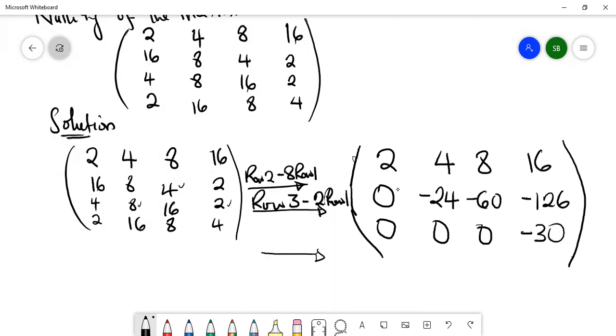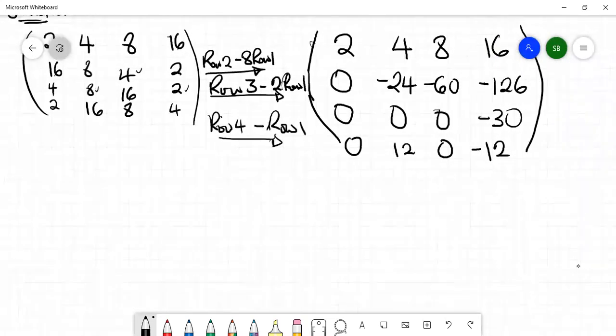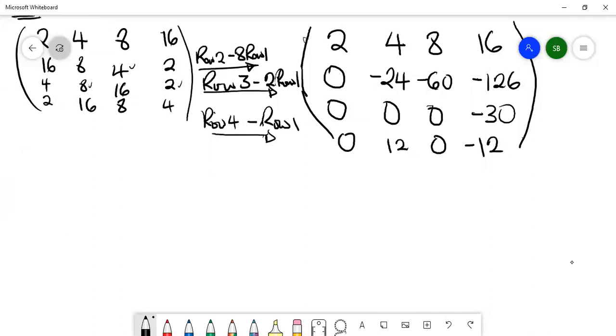And for the last row, we can say row 4 minus row 1. What do you observe? Here will be 0. 16 minus 4, we have 12. 8 minus 0. 4 minus 16, we have minus 12. Okay, now can we proceed further? We can proceed further. We observe here that if you consider the last two, I can use the formula 2 row 4 plus row 2.